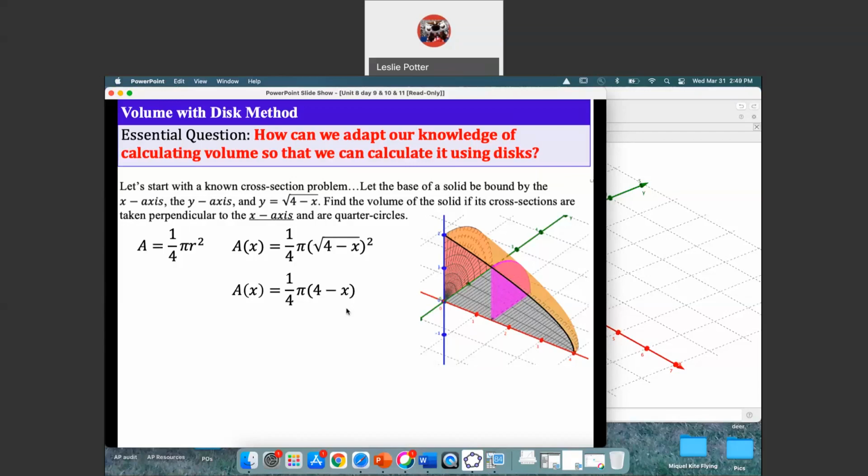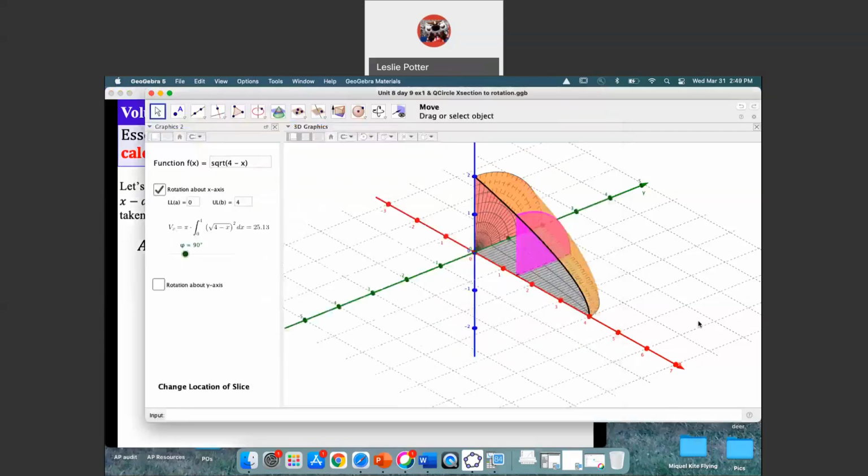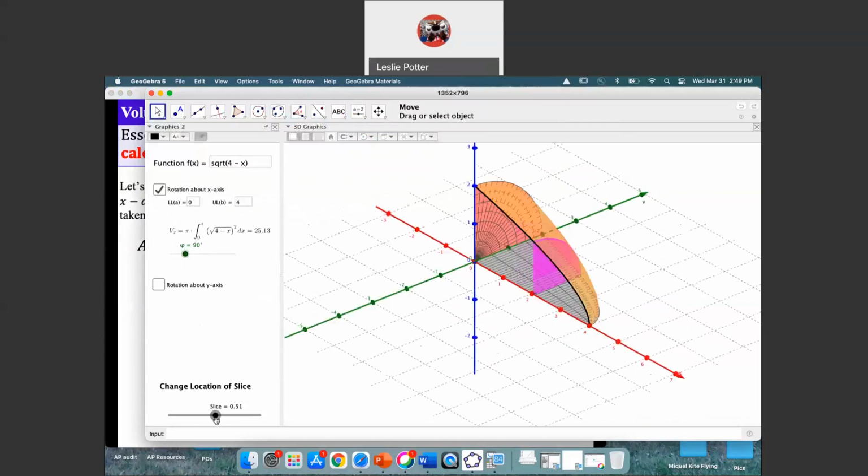We have an area function that looks like that. If we look at that slice, we can change the location of the slice here. That slice goes from the y-axis, where it's big, a quarter circle, and then as we slice it up along the x-axis, perpendicular to the x-axis, it goes all the way down to a circle with 0 radius at the tip there. And so we are going to integrate from x equals 0 to x equals 4.